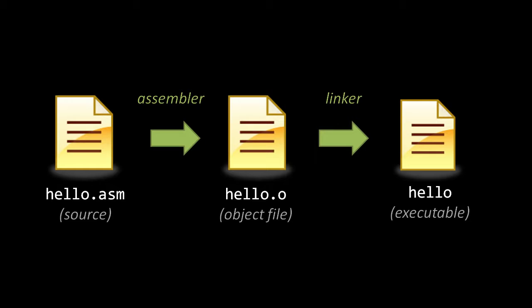called an object file. To produce an actual executable file, we run the object file through another program called a linker. The reason for this extra step is that, in practice, we usually write the code of a program in multiple source files, files which we may wish to assemble independently.